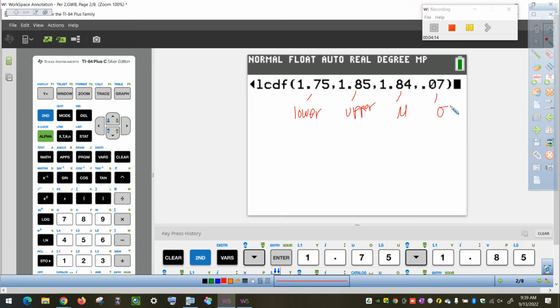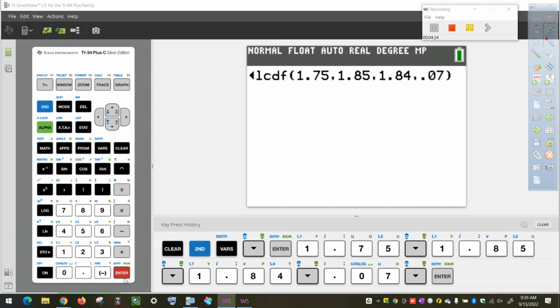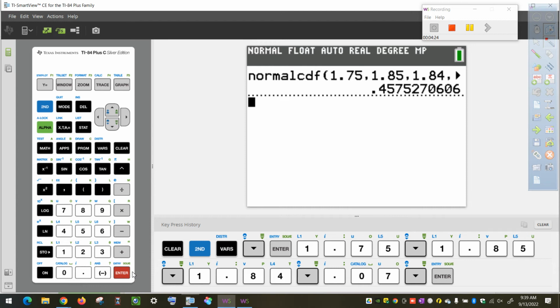Okay, so whatever calculator version we have, now we're kind of all in the same place for how this looks. Then we need to press enter one more time. That's our answer. That would be the answer that we would have gotten from table A.